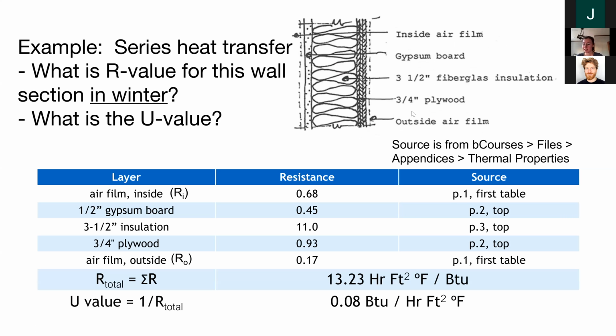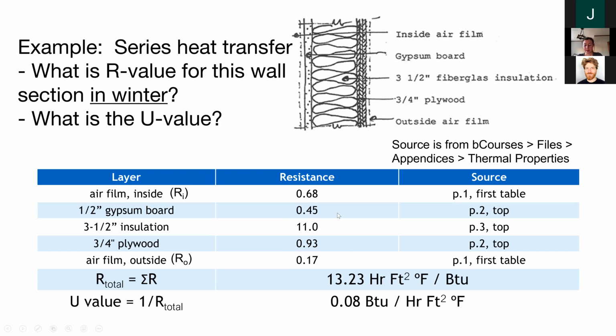Looking into the table from the appendices on B courses, which I believe is similar to the one that you used in your homework, you can look up the R value for the inside air film in the winter, the 1/2-inch gypsum board, 3.5-inch insulation, 3/4-inch plywood, and then the outside air film in the winter. And this is where the sources came from.